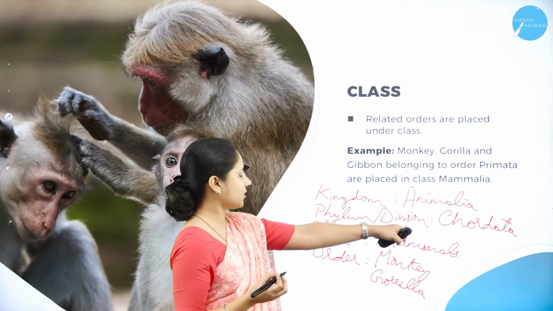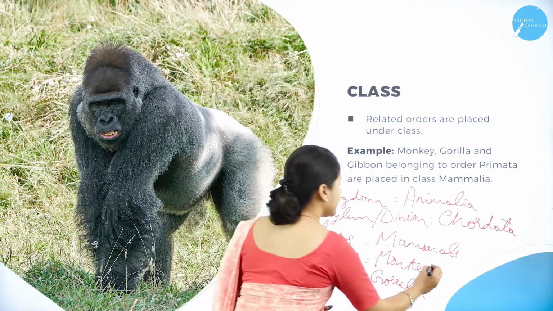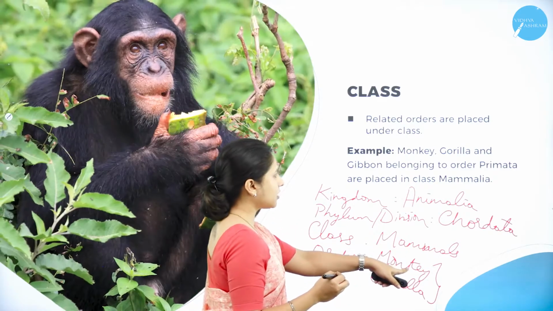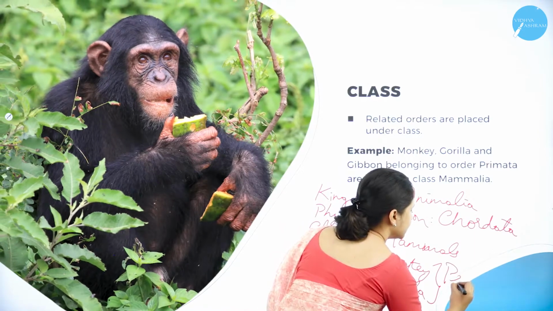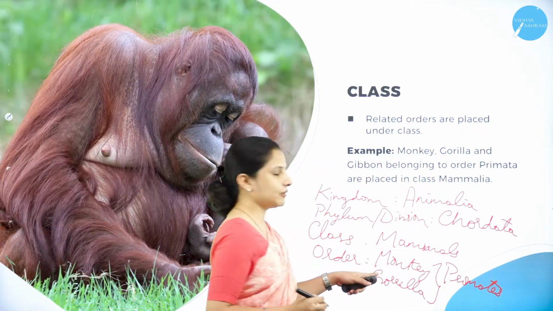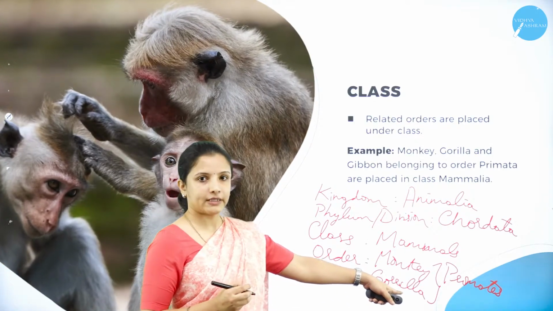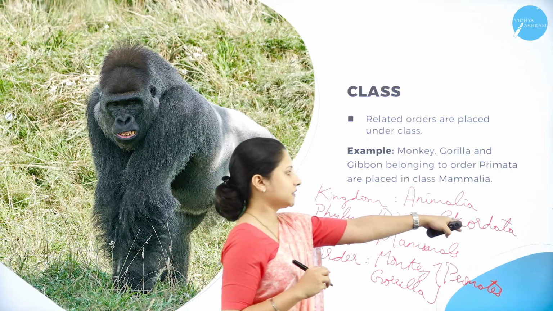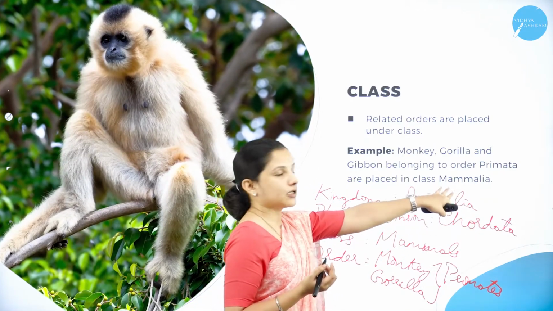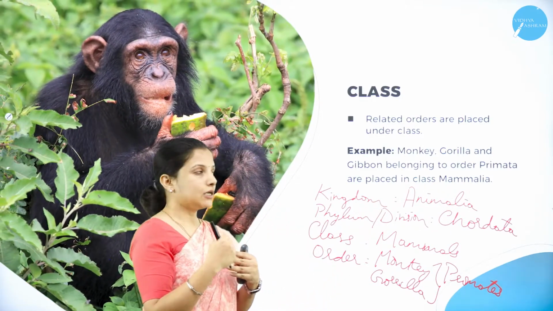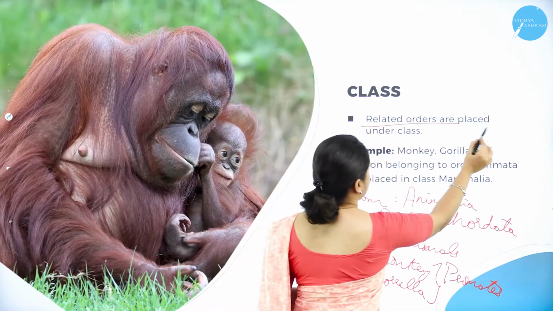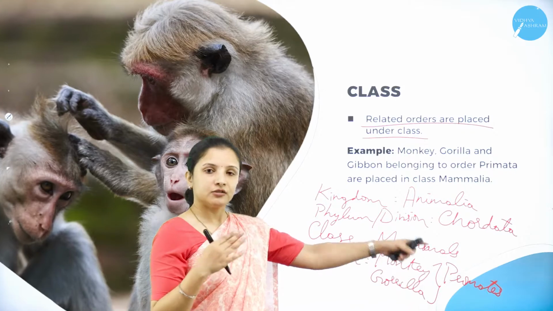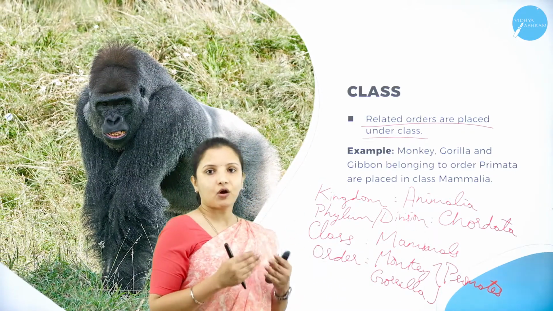So all the related orders are grouped under the class. What is the order here? All these will be placed under mammals. The order will be Primates. All these are primates. It depends on the animals that I am mentioning here. If it is monkey, gorilla and all that, they are primates. So the order will be primates. And these primates are mammals, and these mammals have the notochord and the neural system, and these are animals. So that is how the categorization takes place. Related orders are placed under class. Monkey, gorilla, gibbon, chimpanzee, orangutan, all these are related. Since they are related, they are placed under the order primates.